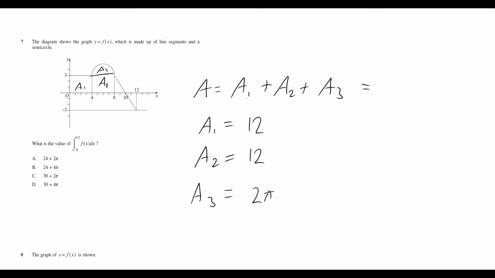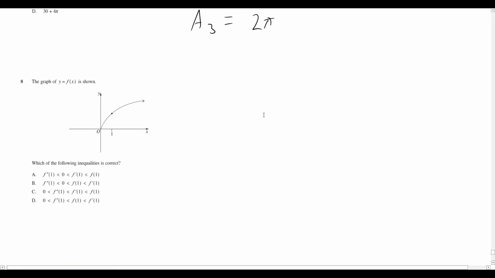So that means that the total area is going to be equal to 24 plus 2 pi. And that leaves us with option A. Okay, now on to question 8.